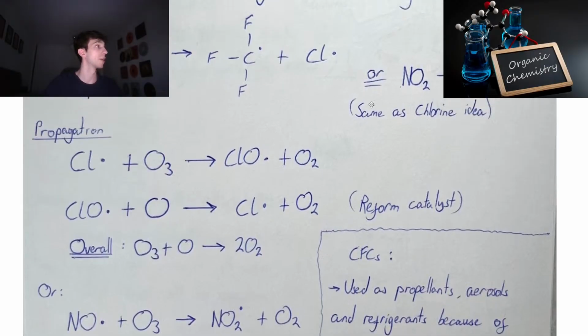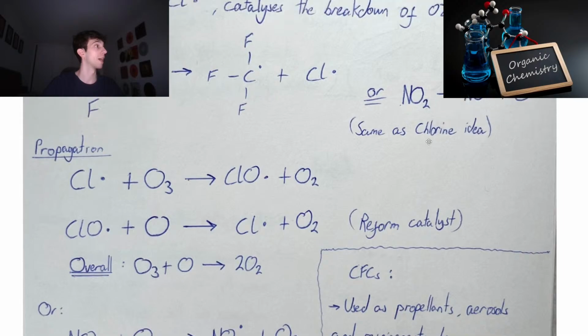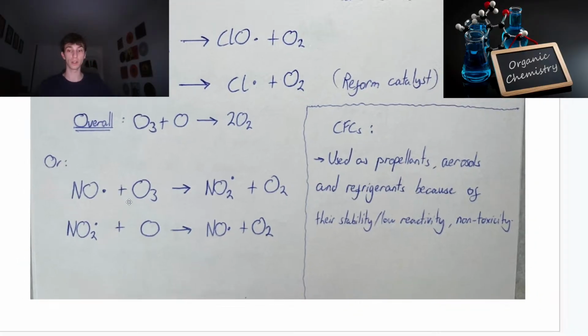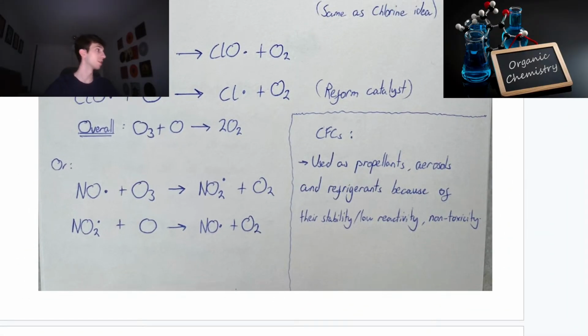If we were to use NO2 instead and form that NO radical, we would then have our NO radical with O3 go to an NO2 radical plus O2, still forming those two oxygens as the products, and O3 and O on the left, radicals, our NO2 radical and our NO radical. Nothing scary, guys.